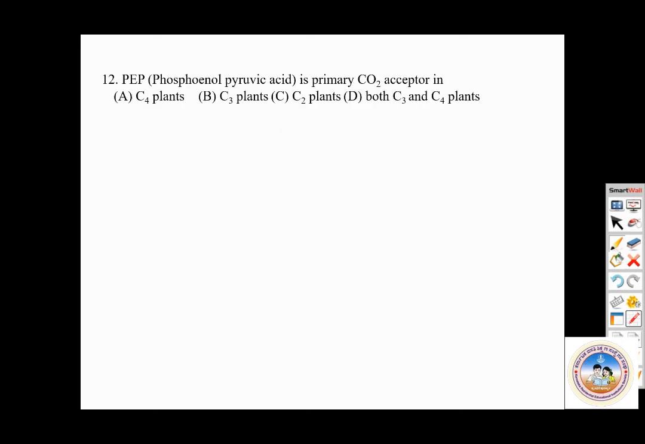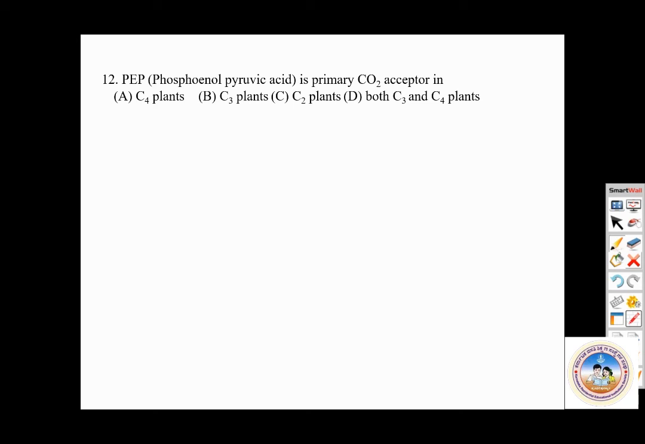Now phosphoenol pyruvic acid is the primary carbon acceptor in what? So then it is usually a primary carbon acceptor in what? In the C4 plants. In C3 it is RuBP. Phosphoenol pyruvic acid is a carbon acceptor in particularly, one minute children, sorry, it is not C3, it is C4 plants. Okay, why? Because phosphoenol pyruvate is a 3 carbon atom. Am I clear to you?